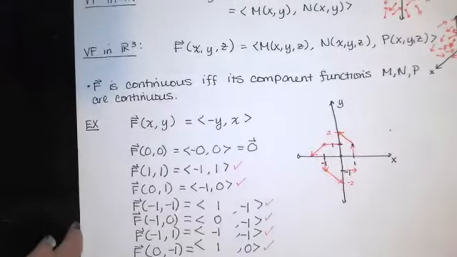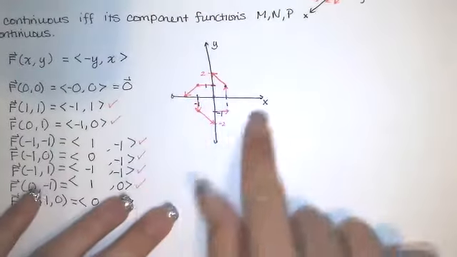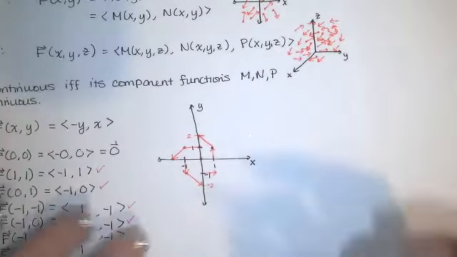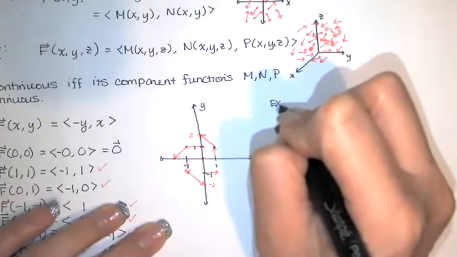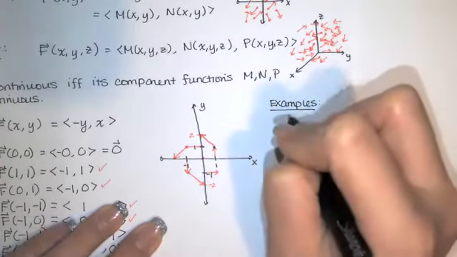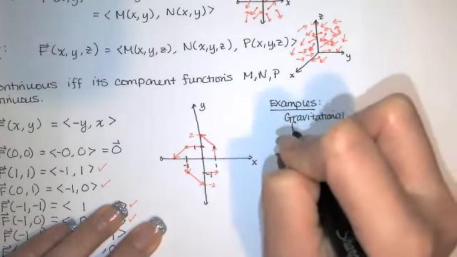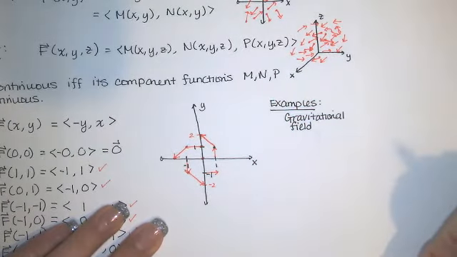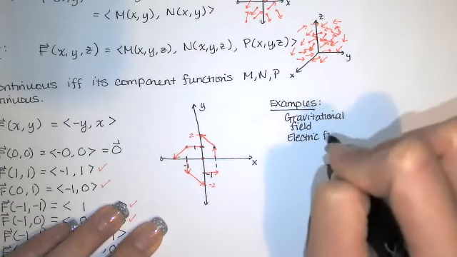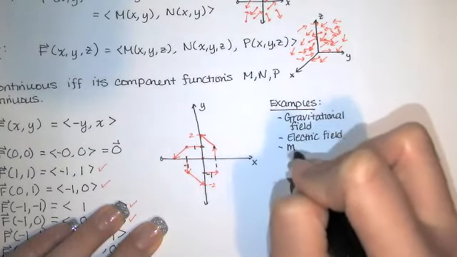You guys have seen some vector fields before. I'd just like to list some examples for you, and then we'll look at some better pictures than my cartoons from another textbook. So here are some examples of vector fields that you're probably already familiar with. A gravitational field is a vector field. An electric field is a vector field. Magnetic fields are vector fields.